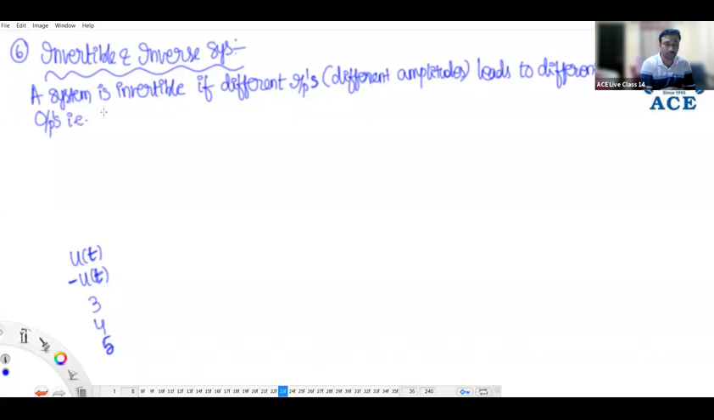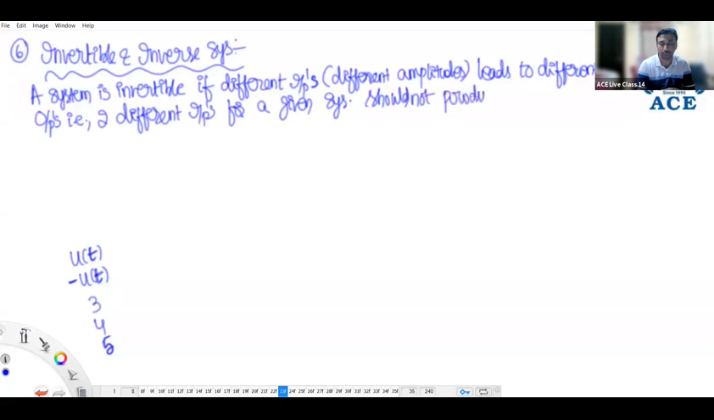That is, two different inputs for a given system should not produce the same output.